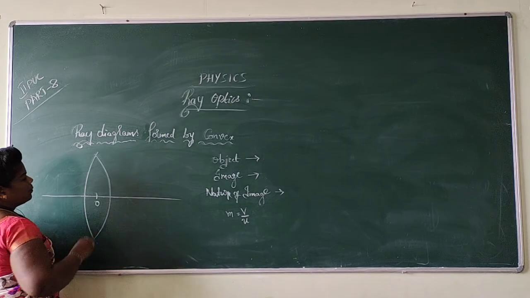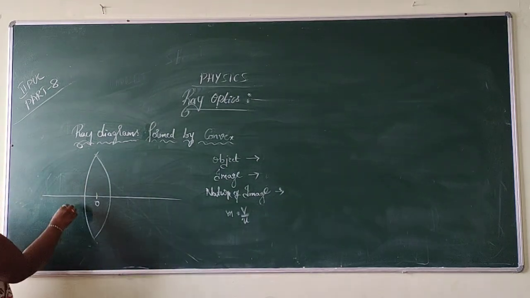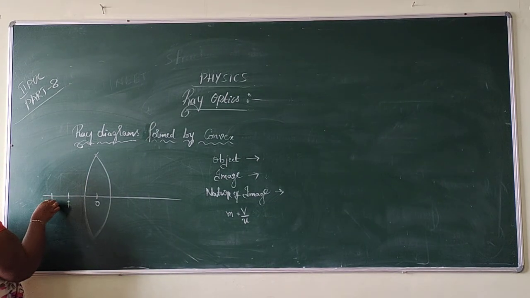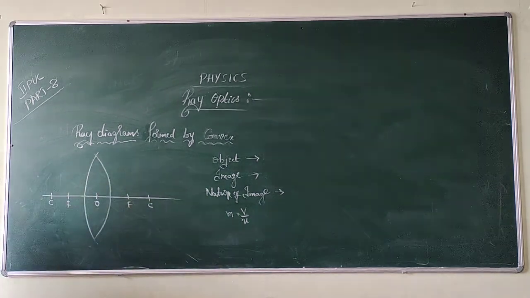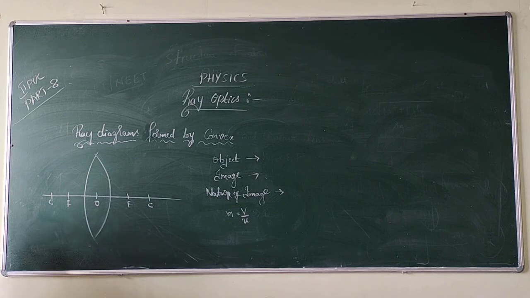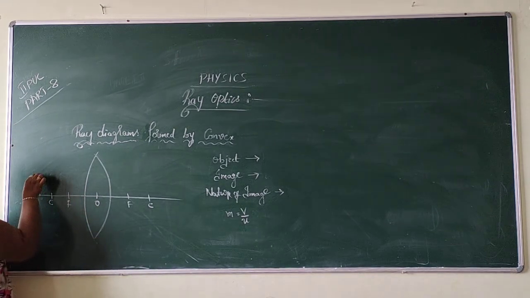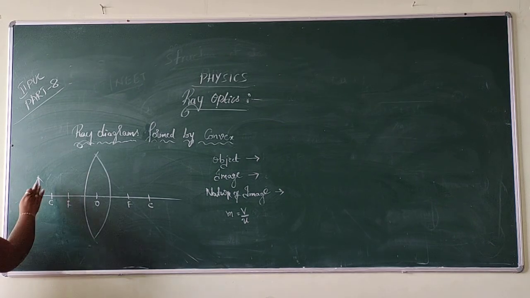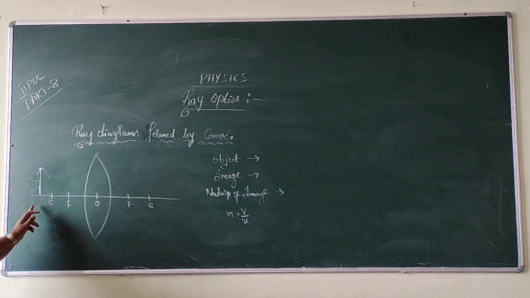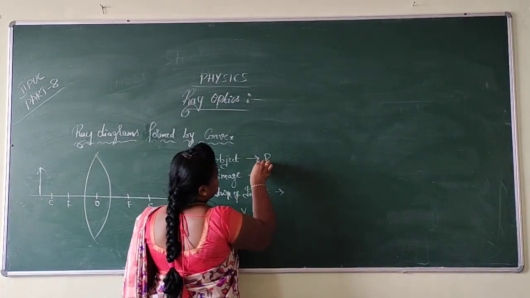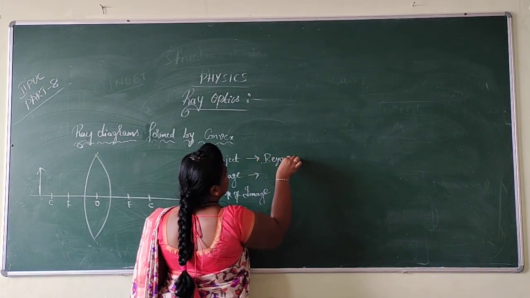Okay, this is the optic center, right? So it is having principal focus, center of curvature, principal focus and center of curvature. You can observe, my dear students. Now I am placing an object beyond center of curvature. Where is the object? Object is beyond center of curvature.